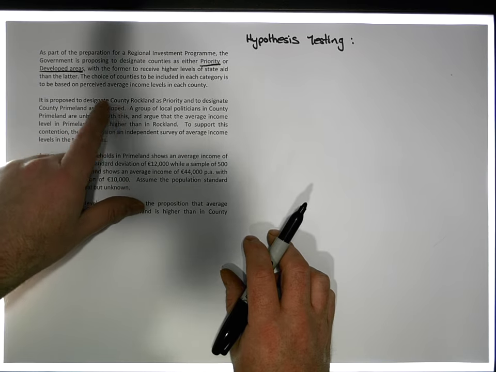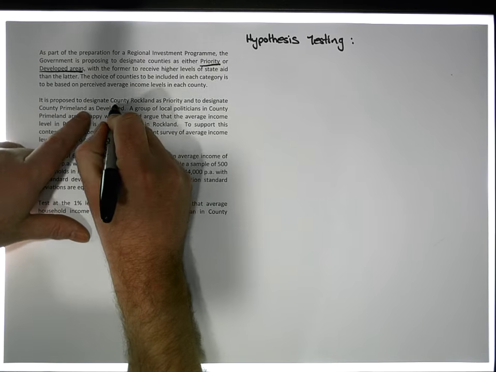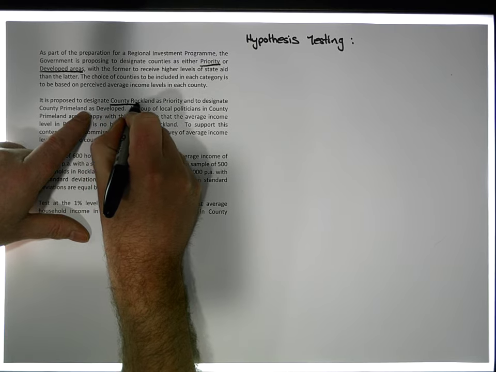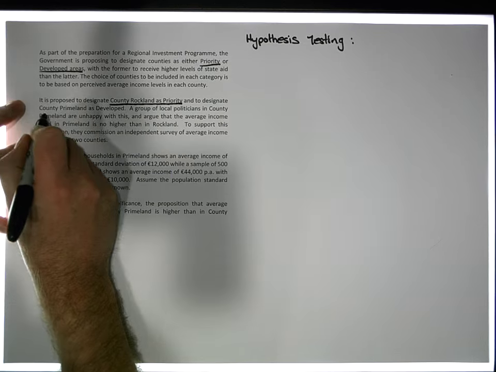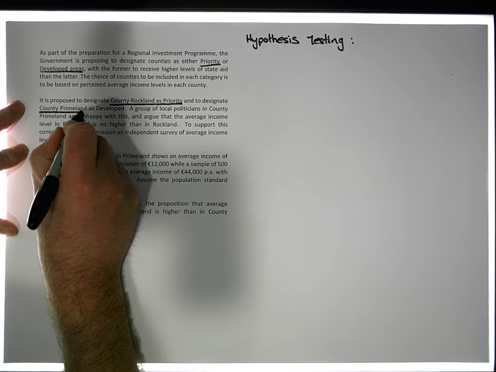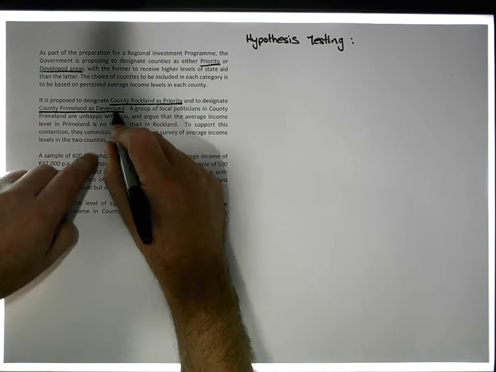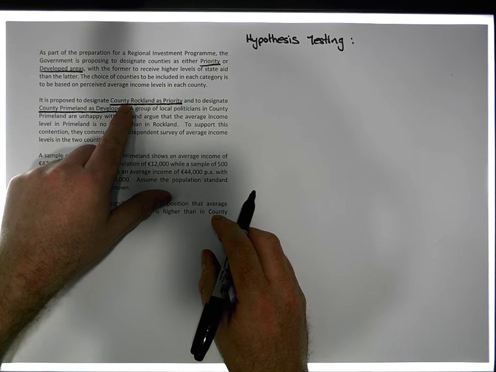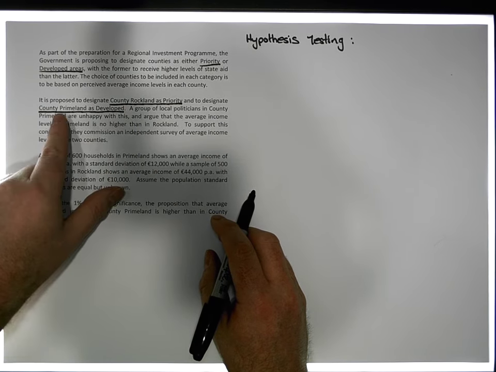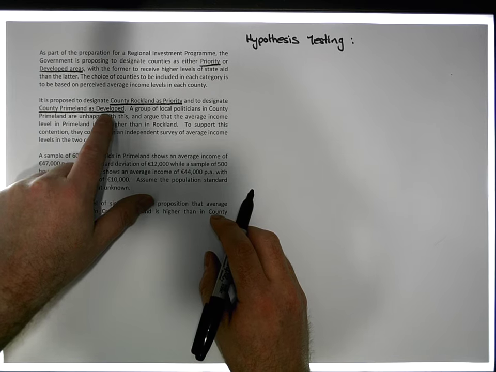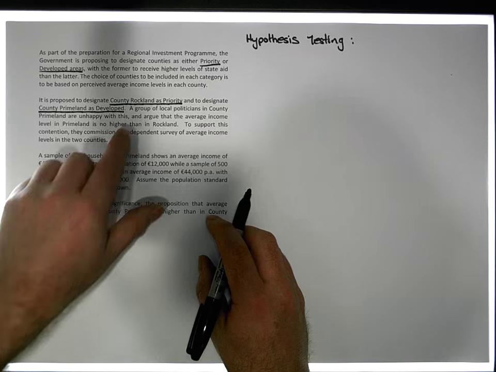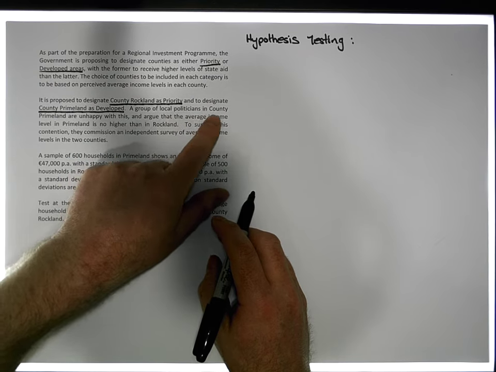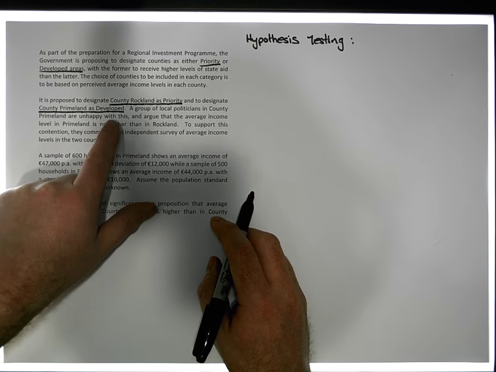It is proposed to designate County Rockland as a priority area, and to designate County Primeland as a developed area. So there are two counties: one getting specified as a priority area for investment, and another as a developed area, which would hence receive less investment than the priority area. But I suppose this is a little bit of a contentious issue, and a group of local politicians in County Primeland are unhappy with this.